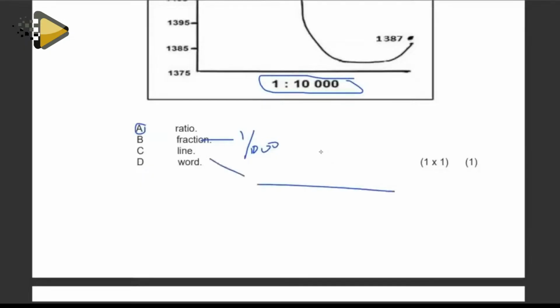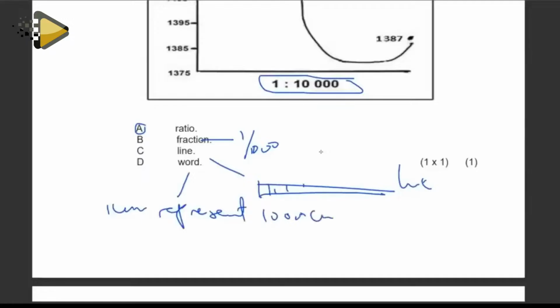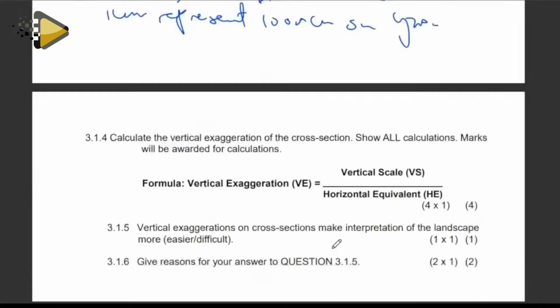When the scale is given as a line with some graduations, this is a line scale. Then a word scale will be presented in words: 1 centimeter on the map represents 10,000 centimeters on the ground. That is a word scale. So this one is a ratio. When figures are expressed one is to the other, that is a ratio scale.